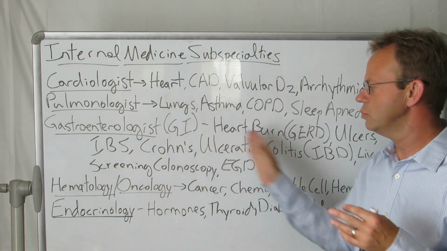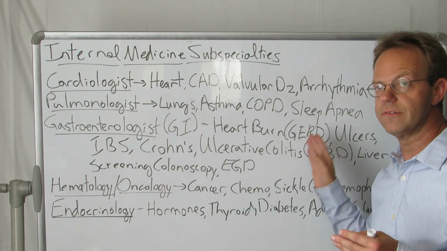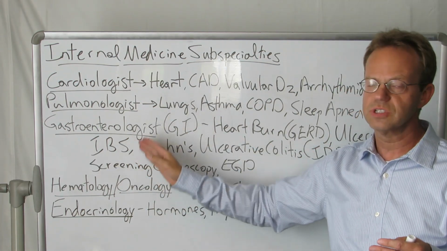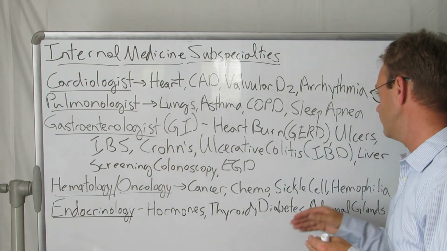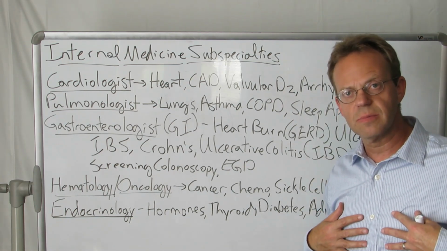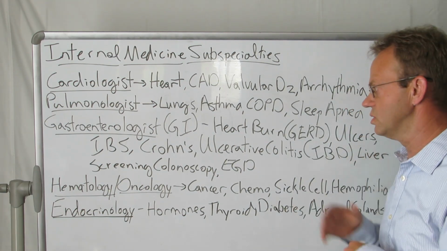And these two diseases combined, Crohn's and ulcerative colitis, are referred to as IBD, or inflammatory bowel disease, not to be confused with IBS, which is irritable bowel syndrome. Now, there are other organs that are associated with the digestive system, and one of those is the liver. So gastroenterologists are actually liver experts as well.